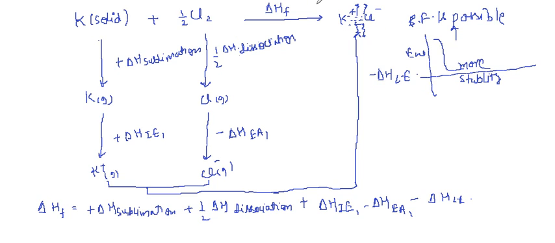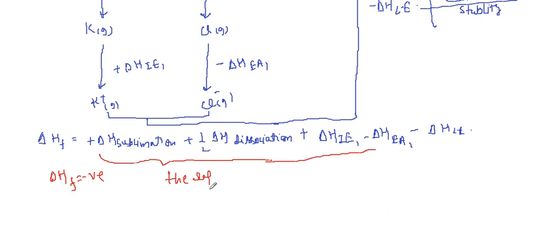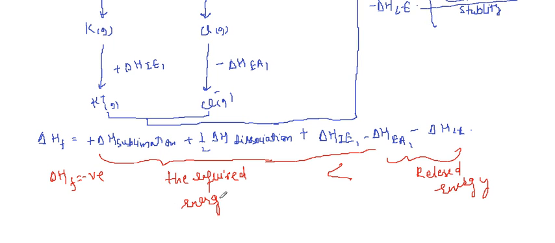So by Hess law, delta H formation is the summation of sublimation, dissociation, ionization, electron affinity, and lattice energy. When the net energy releases, delta H formation is negative. The first terms are known as the required energy, and the last is known as the released energy. The released energy should be greater than the required energy, and then only bond formation takes place.